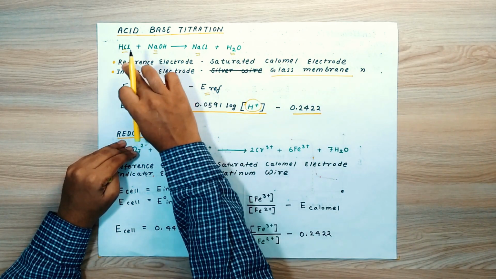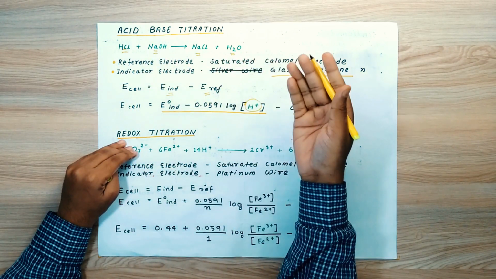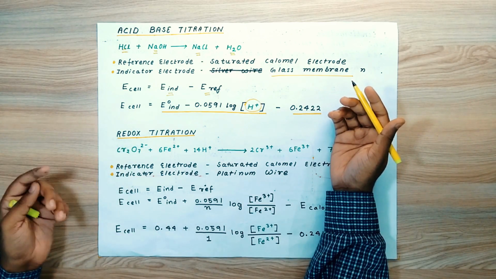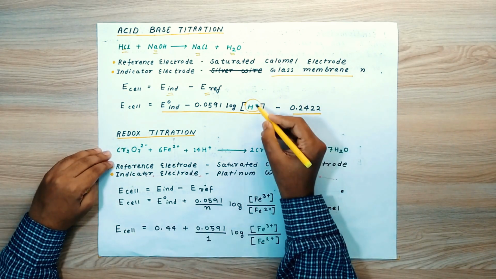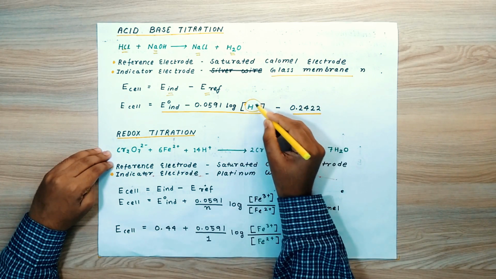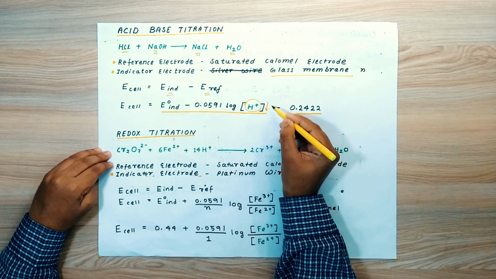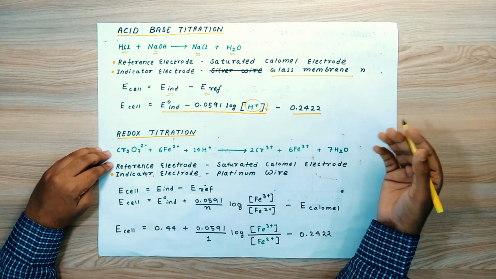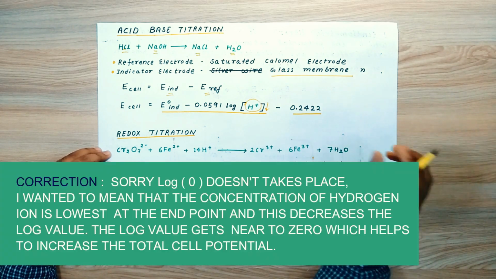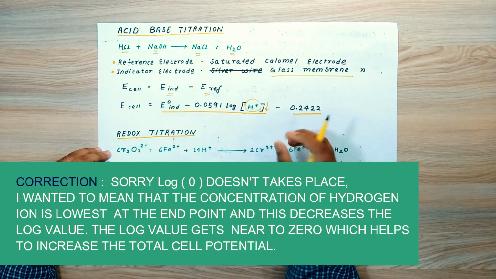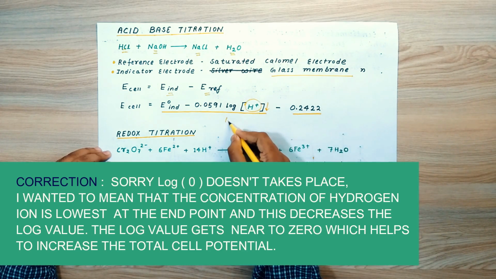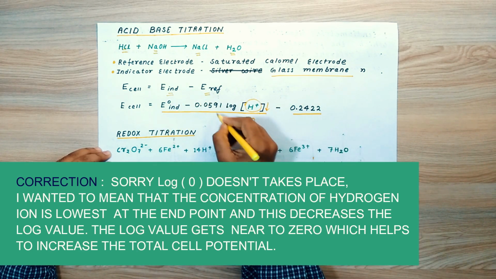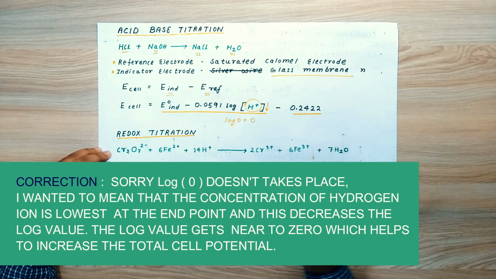So the number of H plus ions decreases as we proceed towards the endpoint. As the concentration of the H plus ion decreases, we can see the log of the hydrogen ion concentration also decreases. When all the hydrogen ions released by this HCl get used up to form this H2O, then the hydrogen ion concentration will be 0. Then the log of 0 will cancel out this total component, and there will be an increase in the total cell potential.